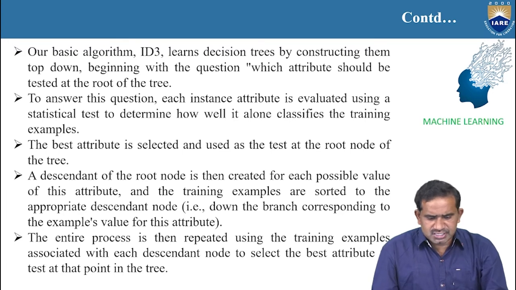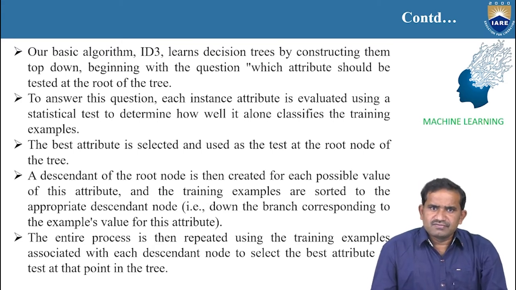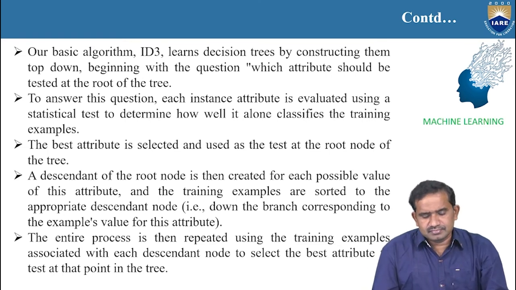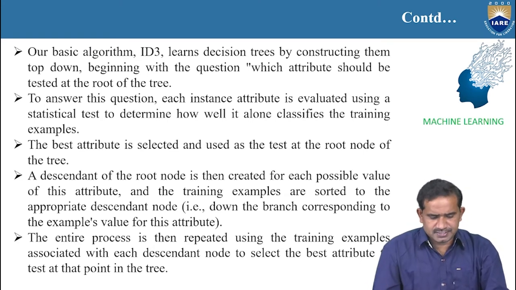The answer to this question is that each instance attribute is evaluated using a statistical test to determine how well it alone classifies the training examples. We try to evaluate the attribute values. The best attribute is selected and used as the test at the root node of the tree. We select the best attribute value and finalize it as the root node of the tree.